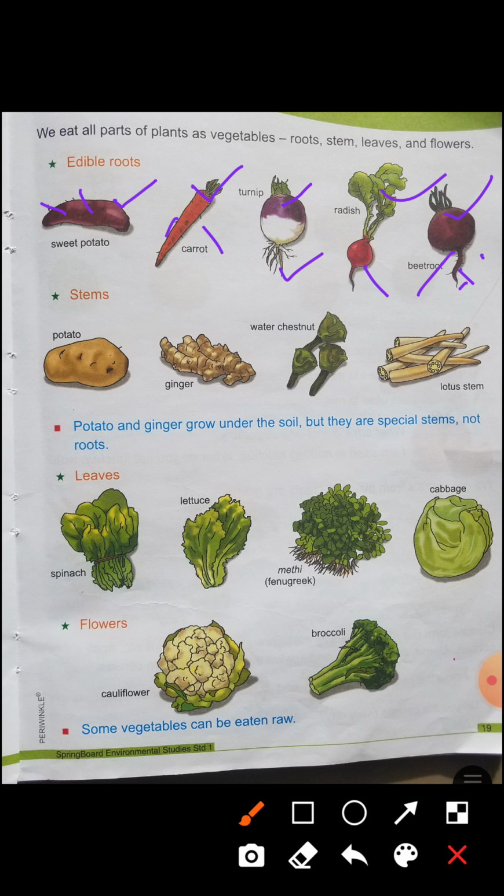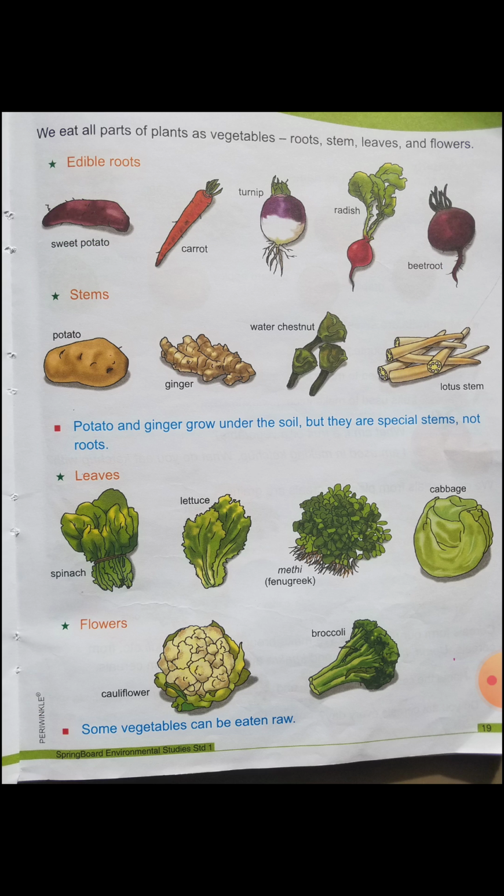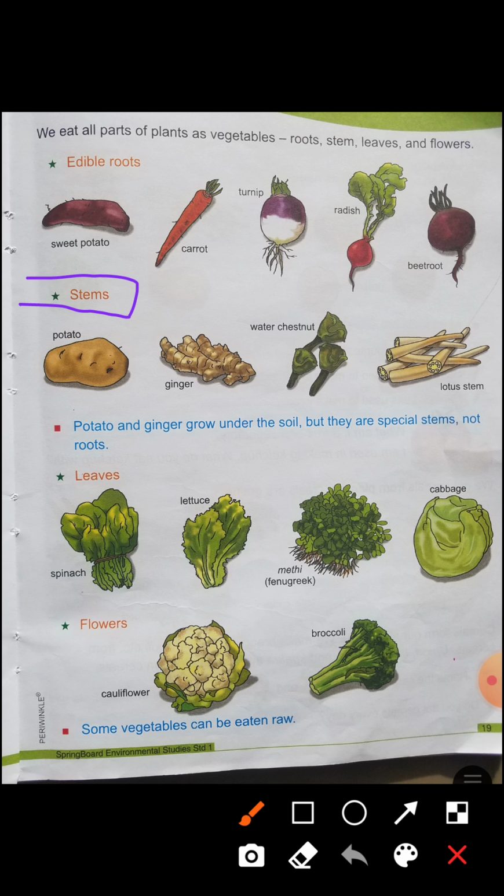What vegetables are we eating which belong to the stem part? This second one is the stem part. We will discuss what vegetables come from the stem of the plant. First of all is potato, our day to day life vegetable. We eat regularly potato, ginger, water chestnut, and lotus stem.